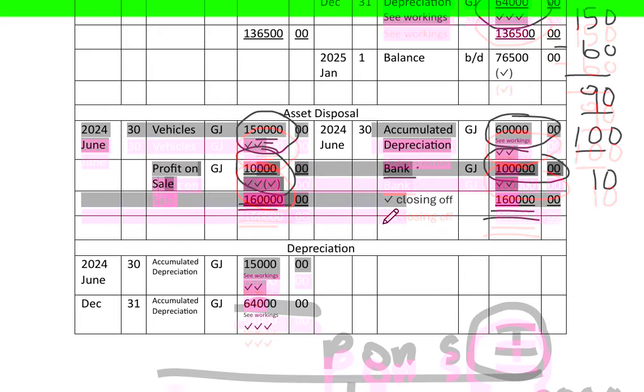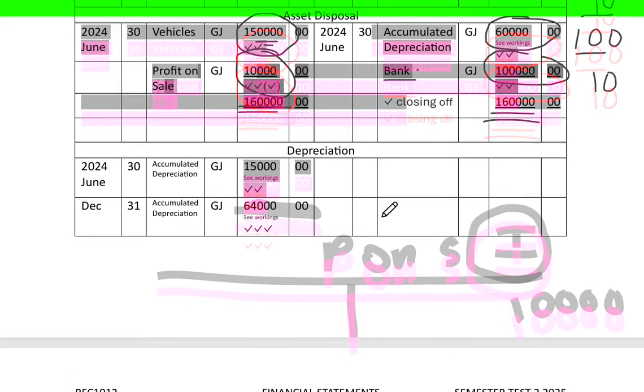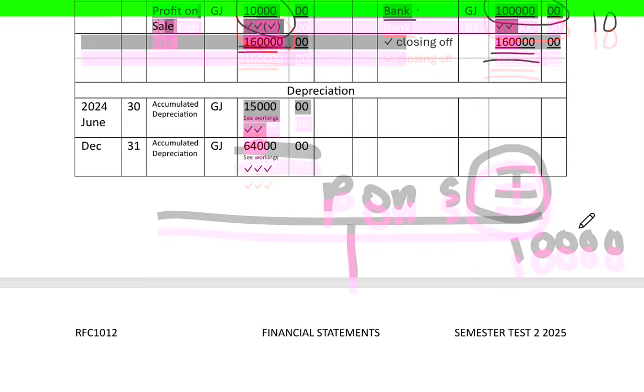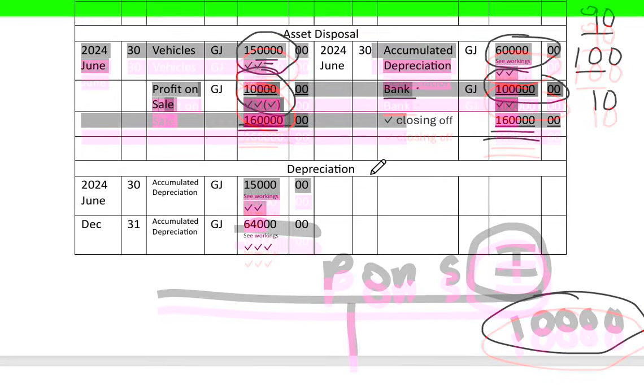And if you did get asked to do the profit on sale account, there it is. But normally they don't ask to do that account. It's normally these other accounts.